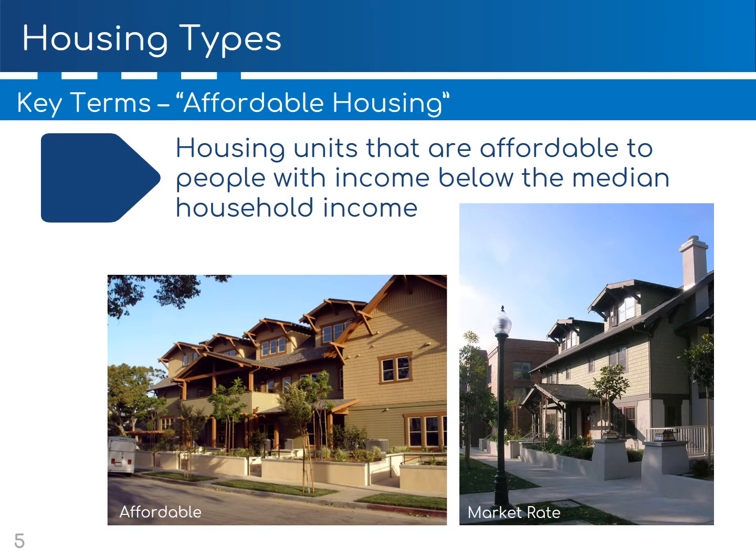Another key term is affordable housing. This term describes housing units that are affordable to people with income below the median household income. Units that are not affordable are referred to as market rate. Affordable units can be for sale or for rent, or may be included within a market rate development, or may be built as a 100% affordable development. Both speaker series number 1 and number 2 provide a more in-depth discussion about affordable housing.